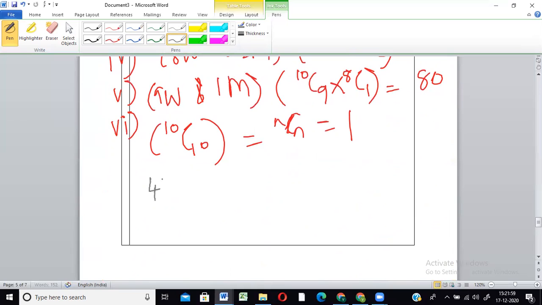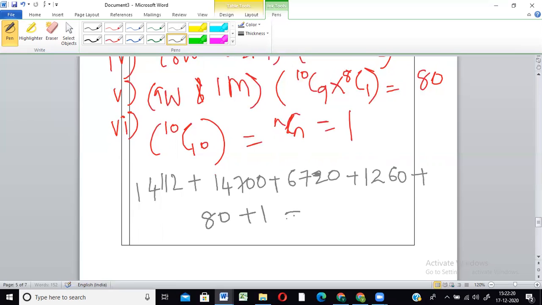So the first one, 14112 plus 1470, plus 6720, plus 2 plus 1260 plus 80 plus 1. And after you add everything, I think you get the final answer: 36873. That's the final answer. Okay. Alright. So the number of ways of forming the required committee, making a committee of 10 people with 10 women and 8 men, can be done in these many number of ways.